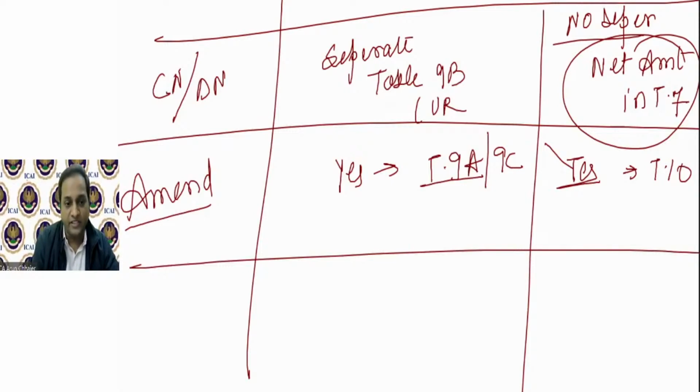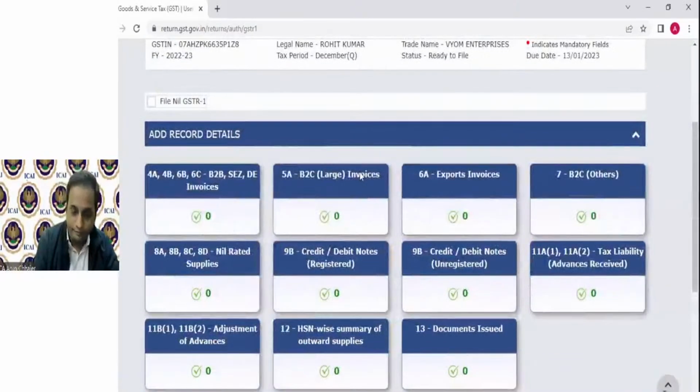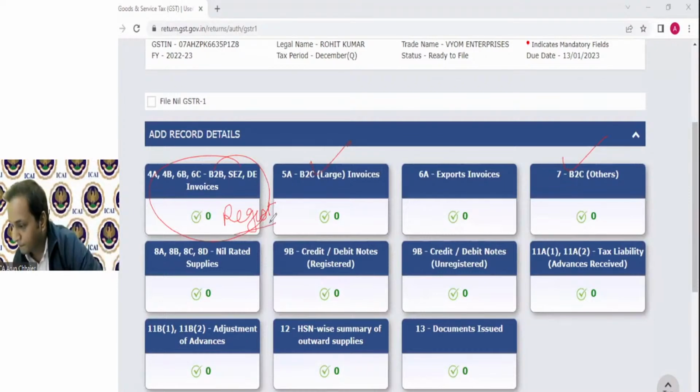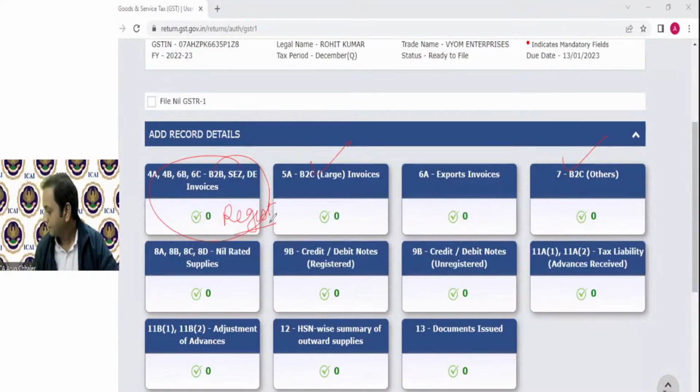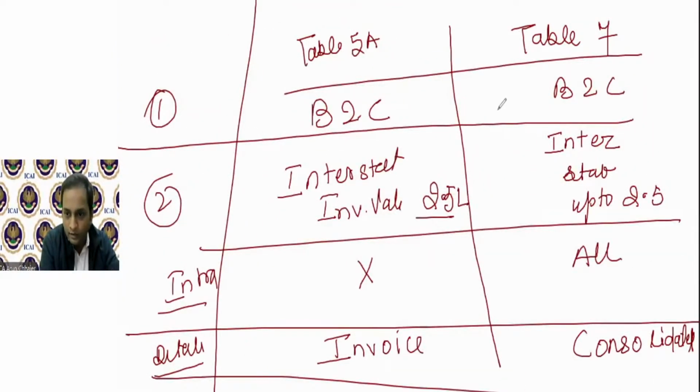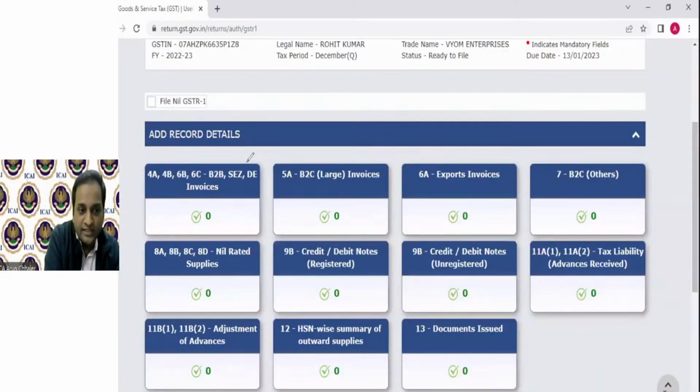Okay sir, now we go back to GSTR1. We have understood the table 5A. We have understood the table 7. Now, table 4, we have prima facie understood that it is the registered. What is written in the fourth table. Now this is for registered, but what is the 4A, what is the 4B, what is the 6B, what is the 6C, we'll discuss. Just wait for a couple of minutes.